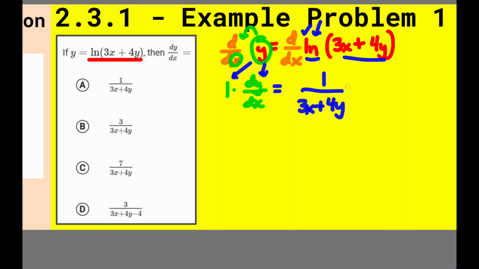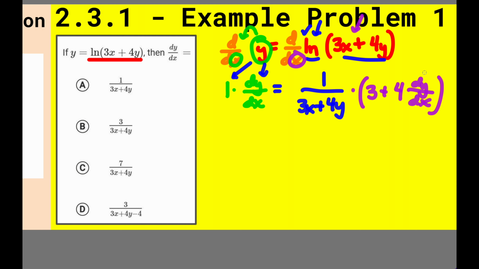But now we have to multiply by the derivative of this layer. The derivative of 3x is 3. The derivative of 4y is 4, but the y doesn't match the x. So you have to multiply it by dy over dx. You have to tack that on at the end. Now if you notice, we have a dy over dx on the left, right here in green, and then we have one right here in purple. We need to just bring those together, essentially, and then once we do that, we can solve for dy over dx.